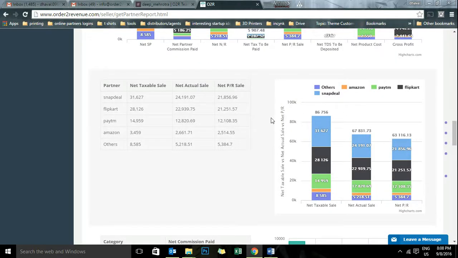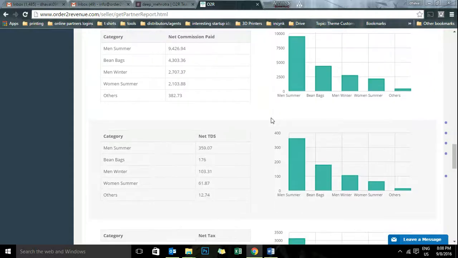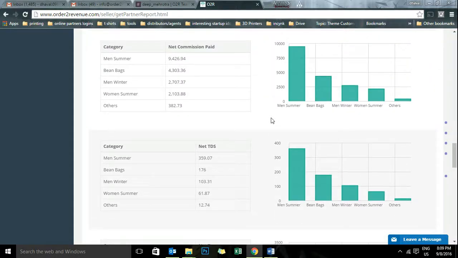The net taxable, actual and tax-free sale figures. Now, the same graphs are also available on category level instead of sales channel level.